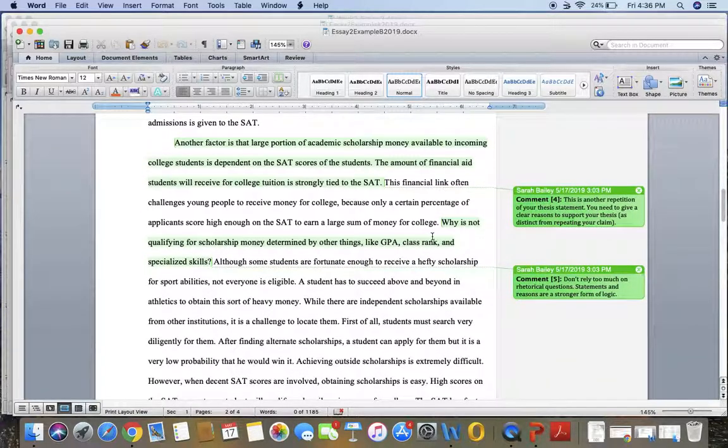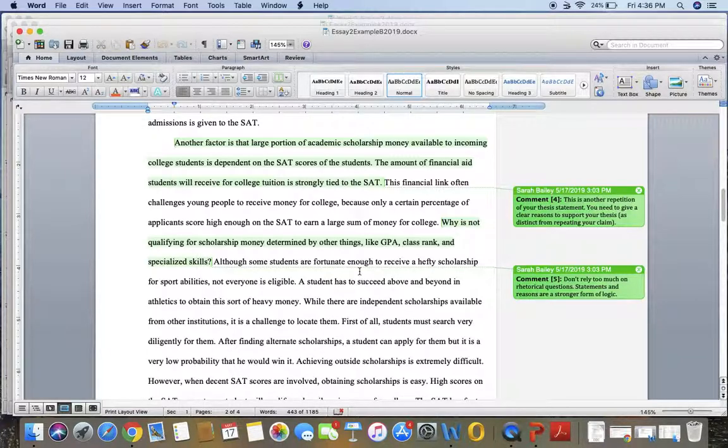Something else the student does, I only marked it this one time, but in at least two or three of his main points, he has these rhetorical questions. "Why is not qualifying for scholarship money determined by other things, like GPA, class rank, and specialized skill?" The problem with rhetorical questions is that they're kind of a cop-out. So instead of actually making an argument or giving support, you ask a question. And that's really not a very strong form of logic.